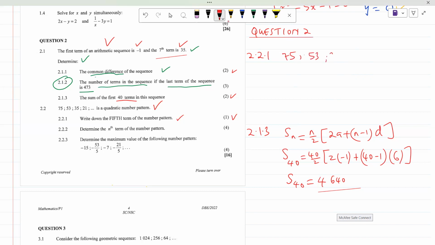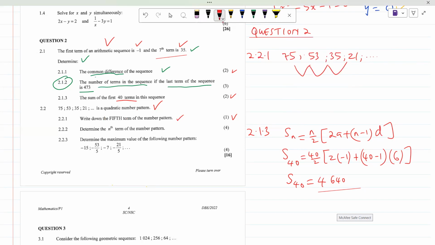35, 21. Okay, what is the difference here? 14. Okay, you can get the differences. You think the fifth term is the number 14? No, the difference is 14. Oh, well done. Okay, let me rewrite this one. I want to write correct things here.